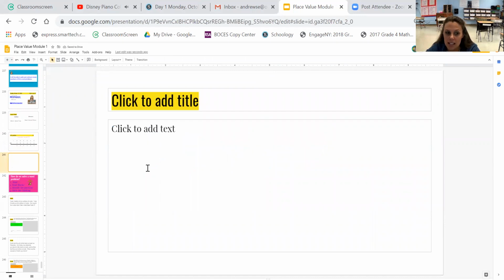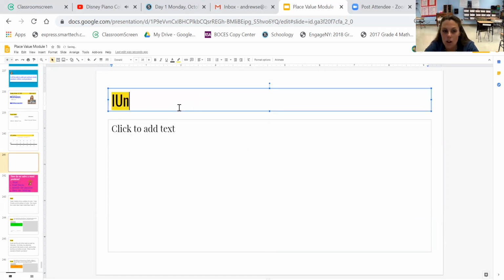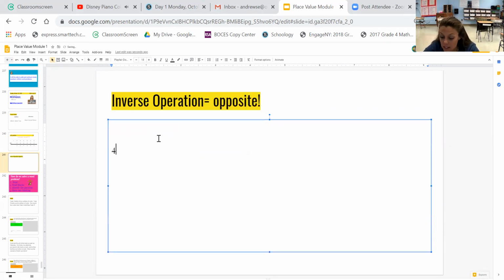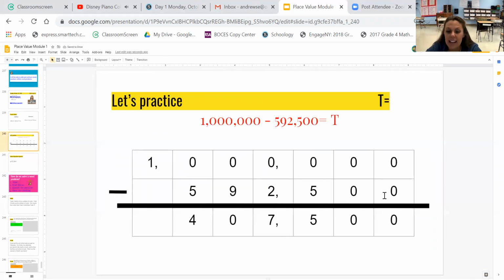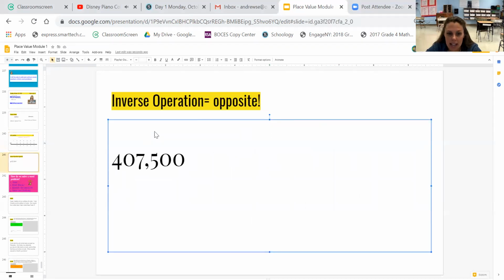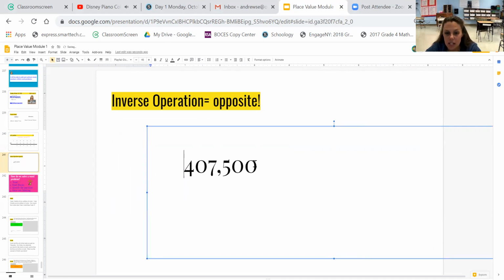What I want to do is take a second and check our work. So one strategy we learned was called the inverse operation, which means the opposite operation. So I had my answer of 407,500. And to check my work, I would do the opposite, which means I'm going to add to it. So I'm going to look back at my subtrahend and I'm going to add that. And if, when I add these 2 numbers, I'm correct, it should equal 1 million. So let's check and see if it equals 1 million.